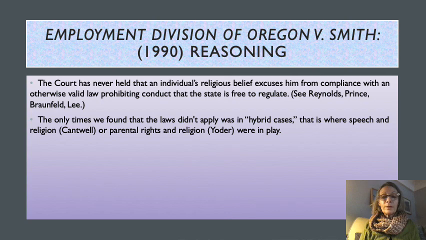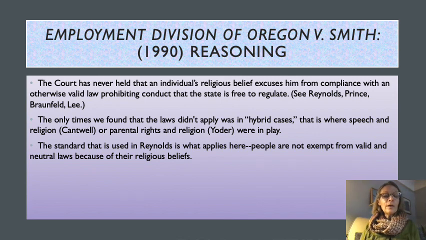And so Cantwell was about proselytizing speech and religion, and Yoder is about parents being able to make decisions about their kids and religion. So he's basically saying that if you're looking and saying, wait, you're being inconsistent here, he's saying, oh no, when we did exempt people from law, it was because there were two liberties going on at the same time. He says that the standard used in Reynolds is what applies here.